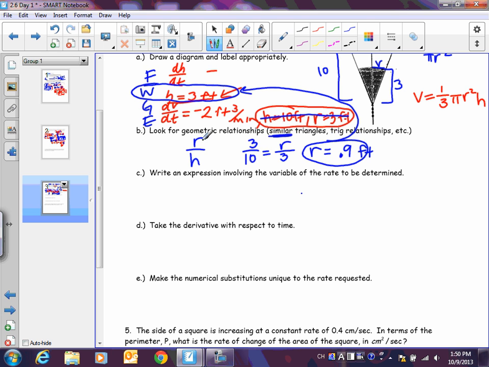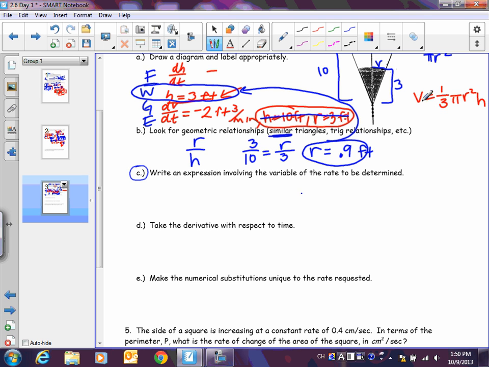We always, after we do Twiggy, and here I did a little bit more to fill in, start with the equation. So this is write an expression involving the variable of the rate to be determined. What we're trying to find is dH over dt. I'm actually going to skip this one for just a minute. That's really what I'm trying to say.